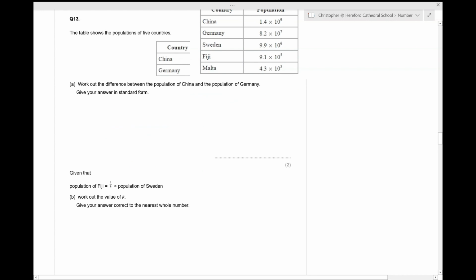Question 13. The table shows the population of 5 countries. Work out the difference between the population of China and the population of Germany. So I'm going to do the population of China minus the population of Germany. And if I do that on my calculator, I get this answer, 1318 with 6 zeros. So in standard form, that's going to be 1.318 times 10 to the power of 9.